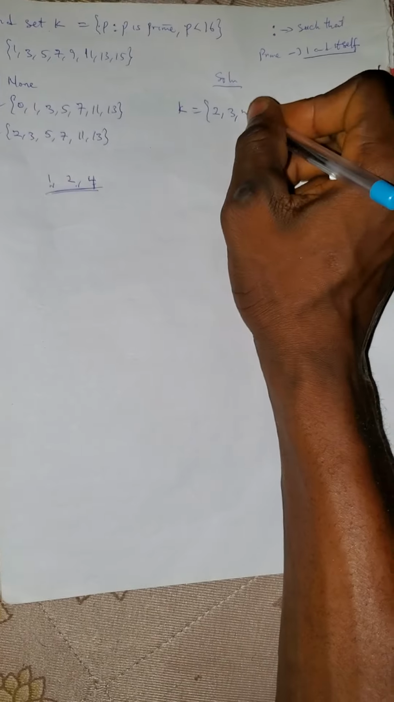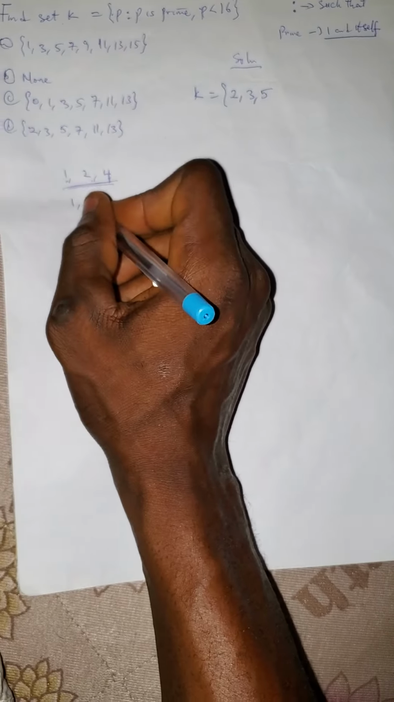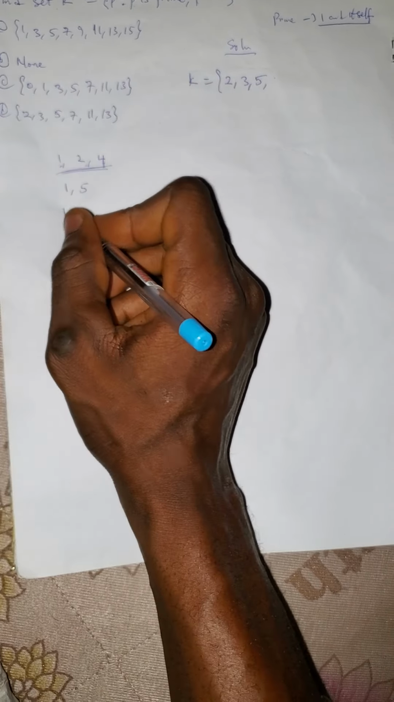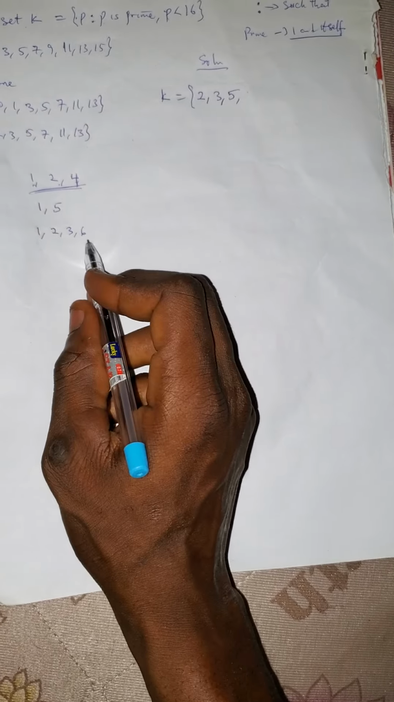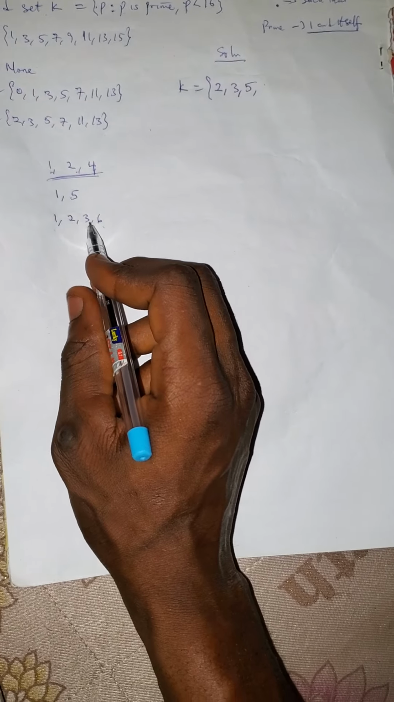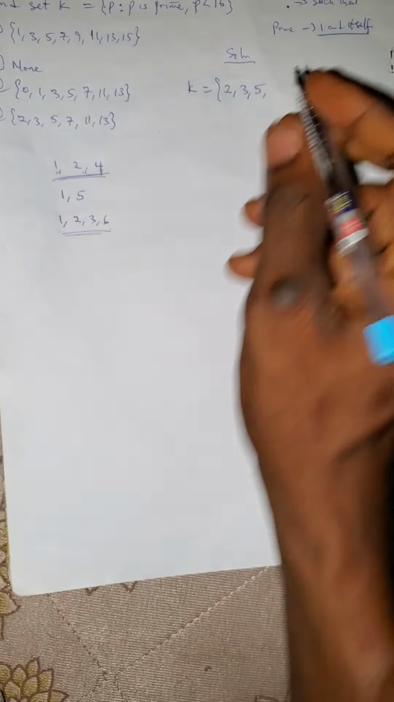Now 5. 5 is a prime number because what you can use to get 5 is just 1 times 5, 1 and itself. Now 6. 6 is not a prime number because you can use 1, 2, 3, and 6. 1 times 6 will give us 6, 2 times 3 will give us 6. So it has more than 2 factors.